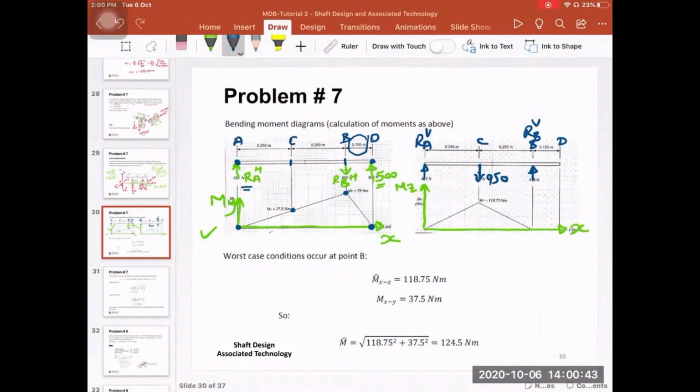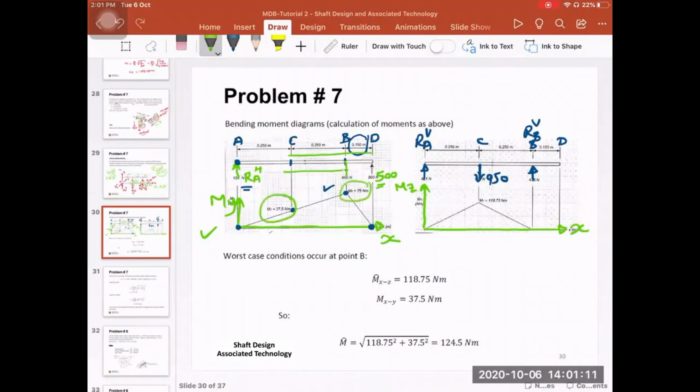By now, you would have calculated RB horizontal. In this case, it has been calculated, it is 650. Then multiply this 500 by this distance, and then multiply the 650 by this distance to calculate the moment at point C, which is going to be 37.5.